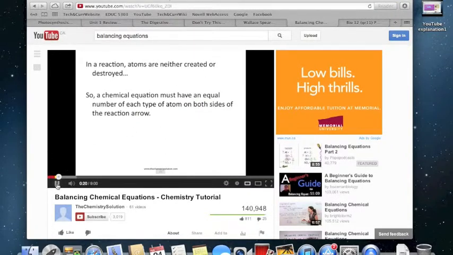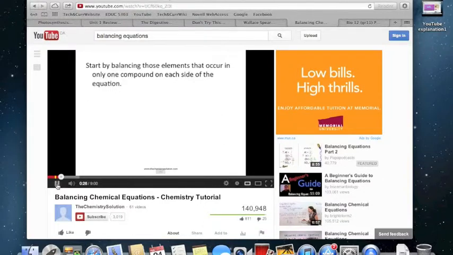So this means that a chemical equation must have an equal number of each type of atom on both sides of the reaction arrow. We'll start out balancing chemical equations by balancing the elements that occur in only one compound on each, etc.